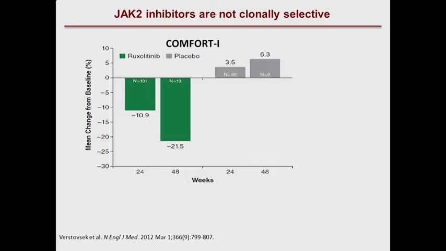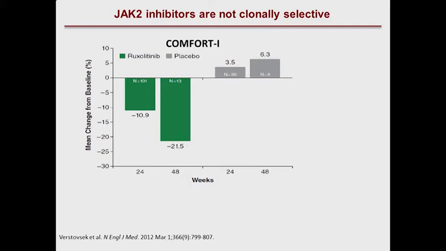And again, this perhaps has been one of the big disappointments of the JAK inhibitors in that similar findings have been seen in the clinical trials, and they have been demonstrated not to be clonally selective in the same way that imatinib is for CML disease. So it's in marked contrast to the efficacy of imatinib at reducing BCR-ABL transcript levels very rapidly.